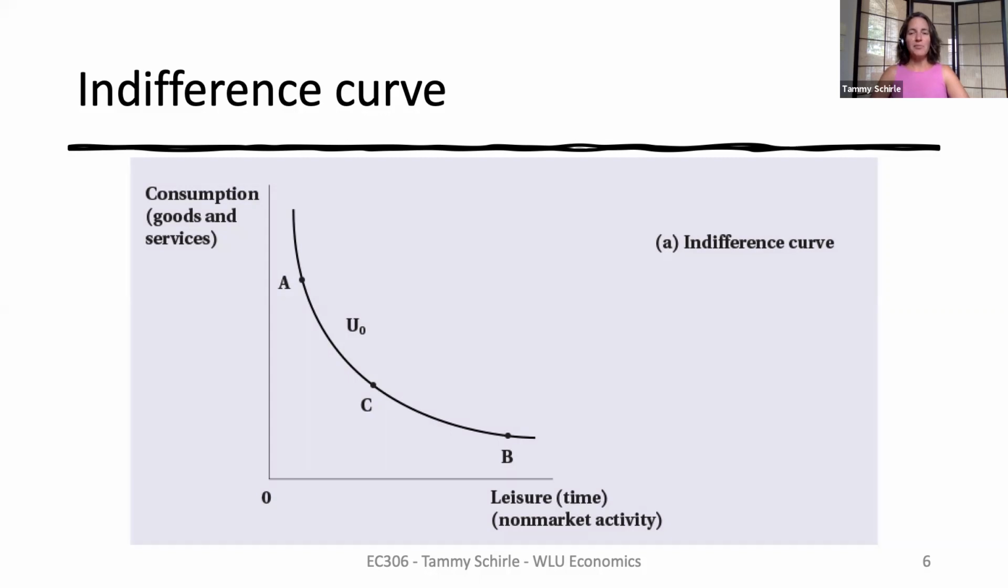So in this diagram, which is actually figure 2.5 in your textbook, we show a single indifference curve labeled U0. Each point on this curve represents a bundle that the individual is just as happy with. So this person is just as happy with bundle A, with very little leisure time, but lots of goods and services, as they are with bundle B, where they get to enjoy lots of leisure time, but not as much stuff.